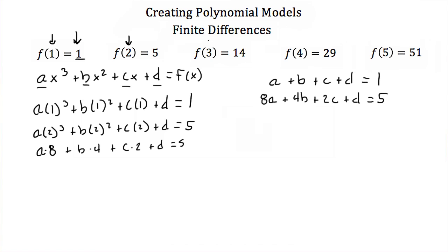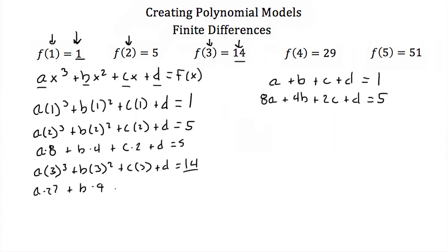We still need two more, so next we're going to plug in 3 for x and 14 for our function value, or f of x. And if we do that, we'll have a times 3 cubed plus b times 3 squared plus c times 3 plus d is equal to 14. Simplify this. 3 cubed is 27, so we have a times 27. 3 squared is 9, so b times 9, plus c times 3, plus d is equal to 14. So our equation then is 27a plus 9b plus 3c plus d is equal to 14.